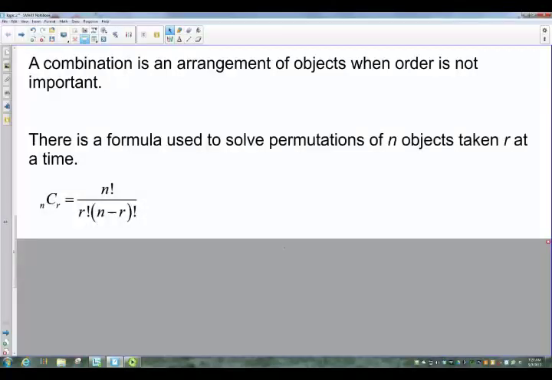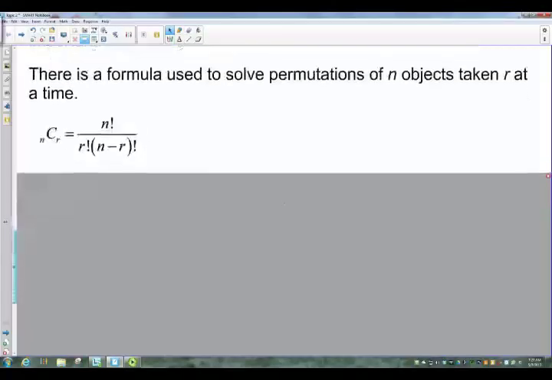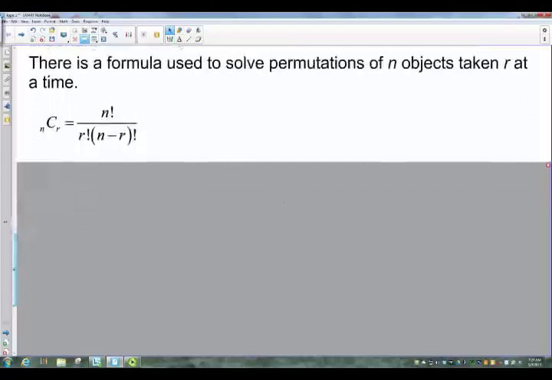Now, we have a formula that's pretty similar to the permutation one. So there's a formula to solve, I should say combinations. I apologize for that. That's combinations.